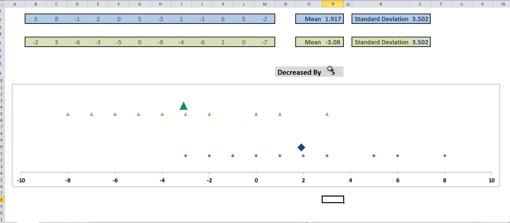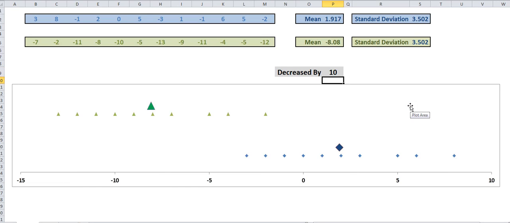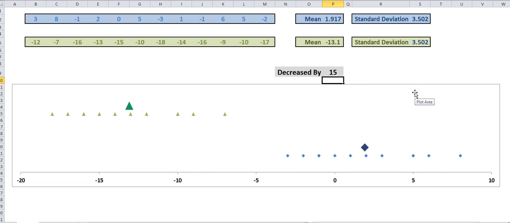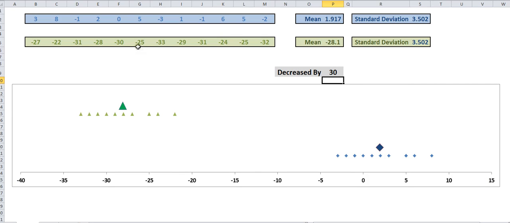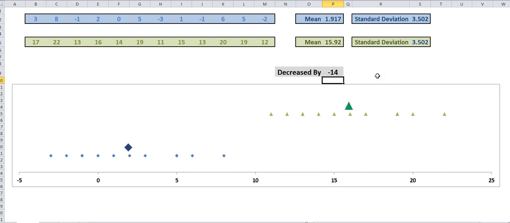And what's slick about that is you can go ahead and change this to any set of data that you want. Decrease it by 10, decrease it by 15, decrease it by 30. Now notice every time you do this, the data points change and the average changes, but the standard deviation doesn't go anywhere for the exact same reason. It can't change. It doesn't change at all. Hopefully that makes perfect sense. You can also decrease by a negative amount, which would be the same as adding. So let's decrease by -14. Okay?